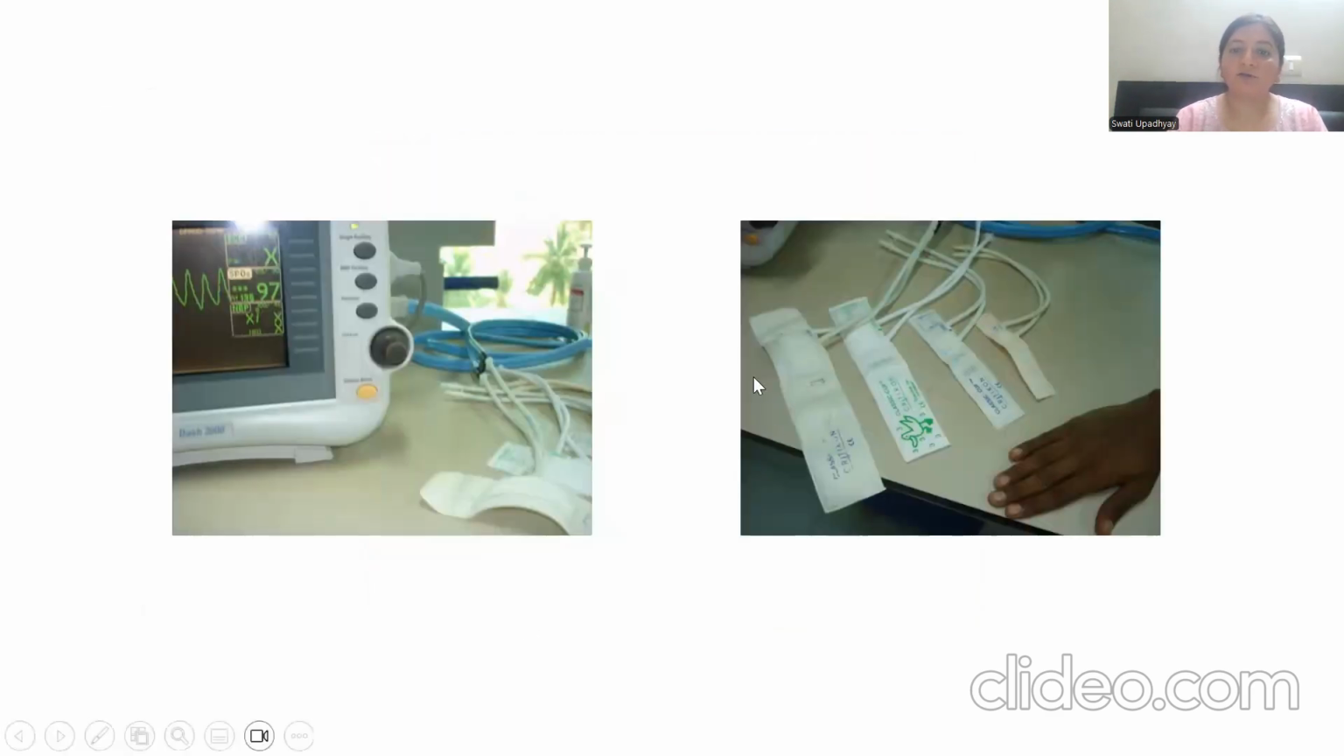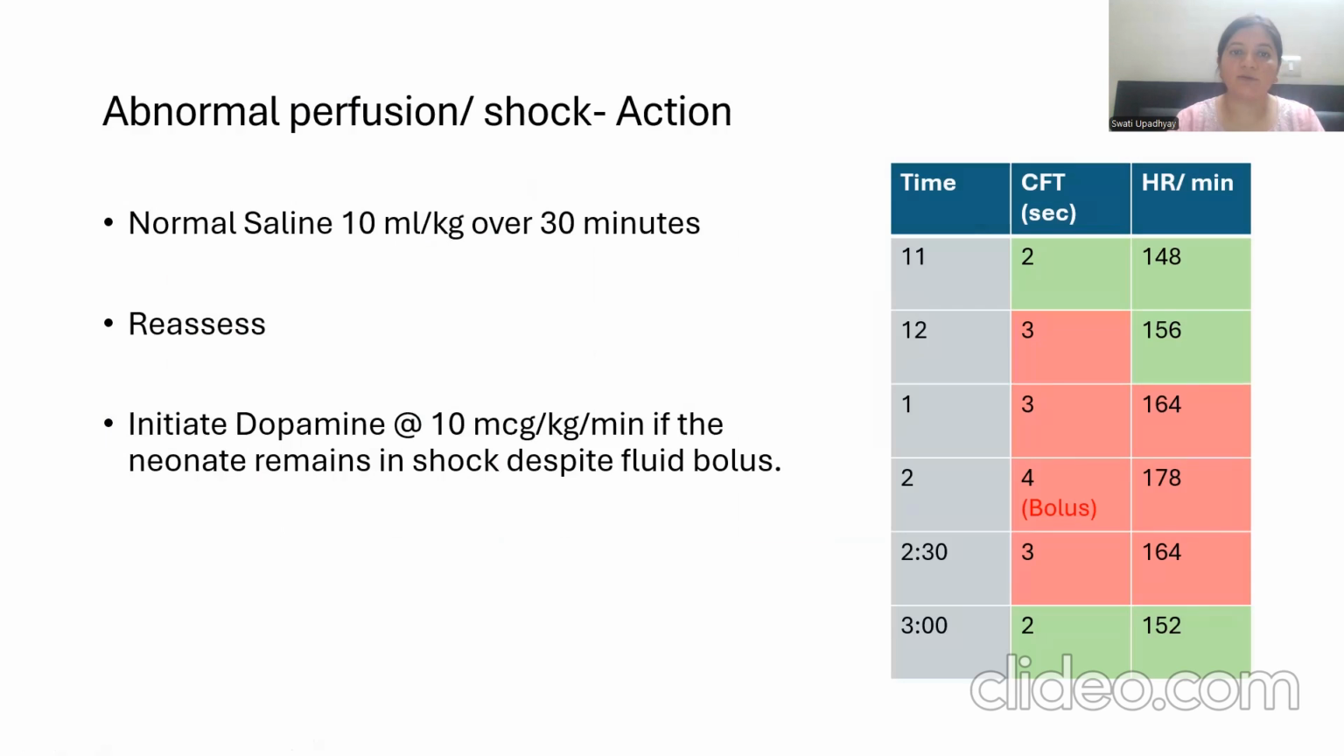For measuring heart rates, you can use a pulse oximeter or a multipara monitor, and for measuring blood pressure, there are cuffs available especially for neonates, which can be used for monitoring blood pressure in newborn babies.